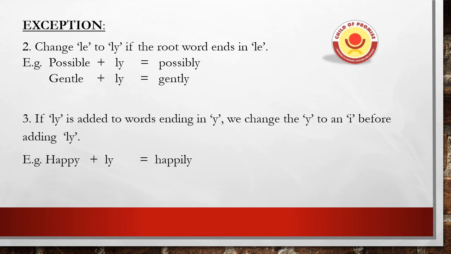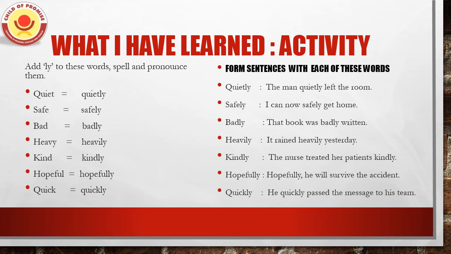Now let's move on. So what have I learned? We are going to apply what we've learned now, okay? So the activity we have in front of us, the first activity, we have to add ly to these words, spell and pronounce them. So you see quiet, we want to add ly to quiet. It becomes what? Quietly. All right, quiet, quietly. Now let's spell that word. Quiet, quiet, and then quietly.